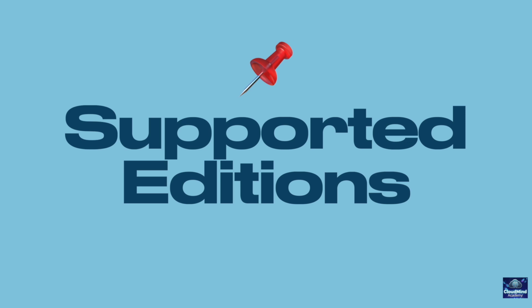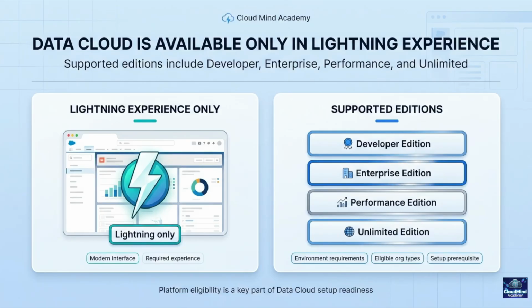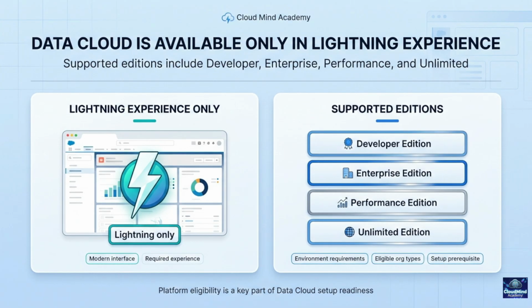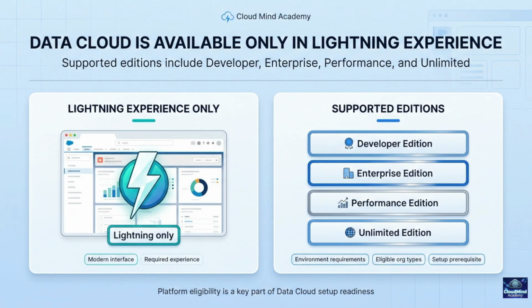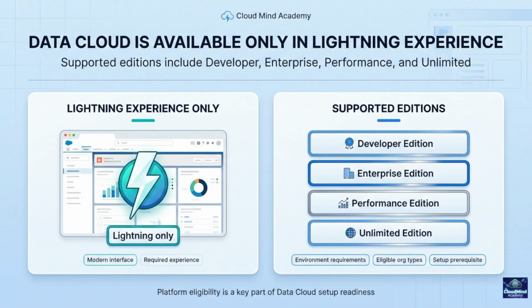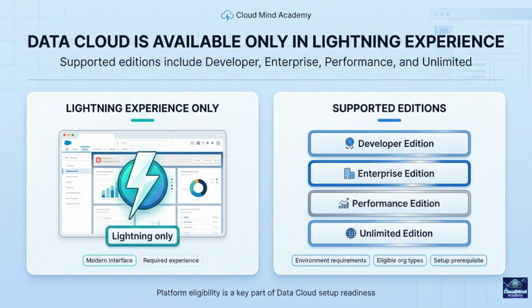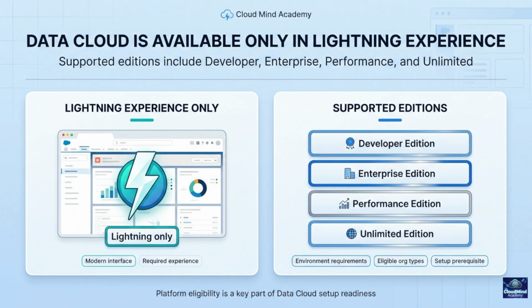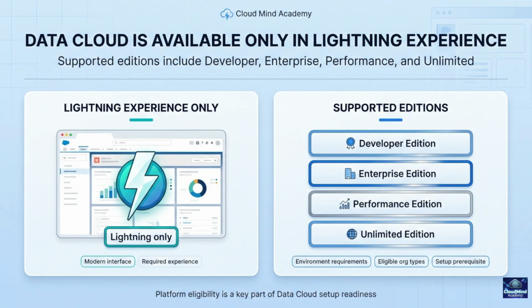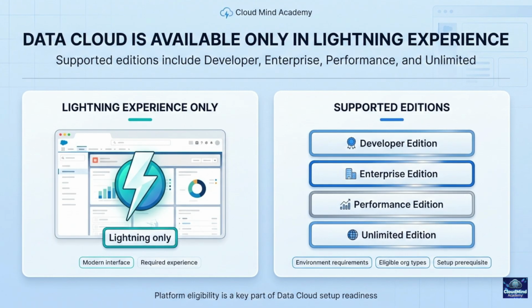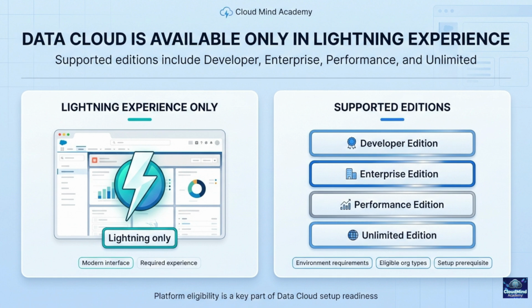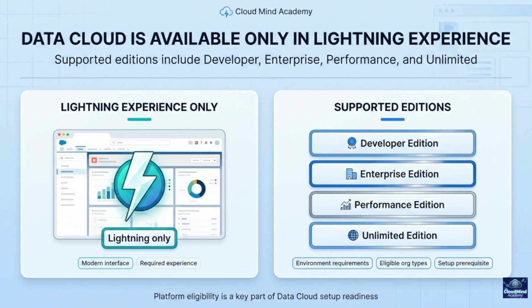Next, let's review supported editions. Data 360 is available only in Lightning Experience. It is supported in Developer Edition, Enterprise Edition, Performance Edition, and Unlimited Edition. This is important because edition support is a prerequisite. In other words, before an organization can even begin setting up Data 360, the Salesforce environment must support it. This is one of those foundational details that may appear simple, but it can be tested directly in certification questions. So when you think about Data 360 setup, remember that setup begins with platform eligibility.